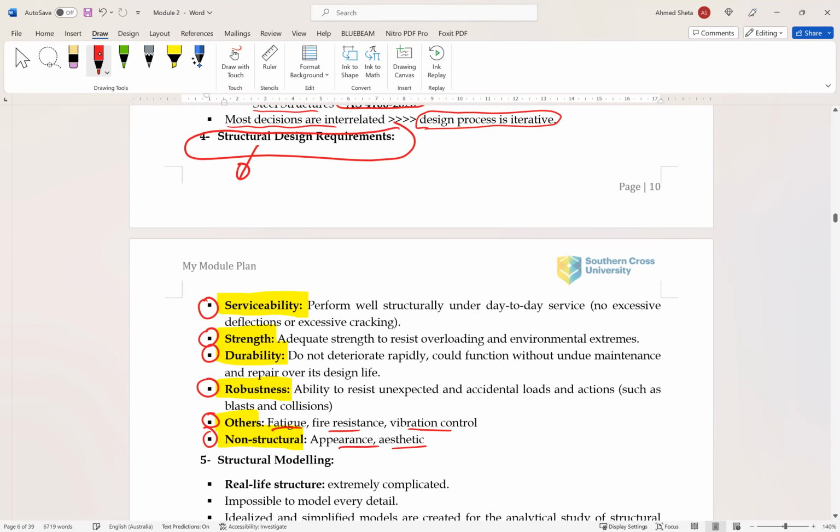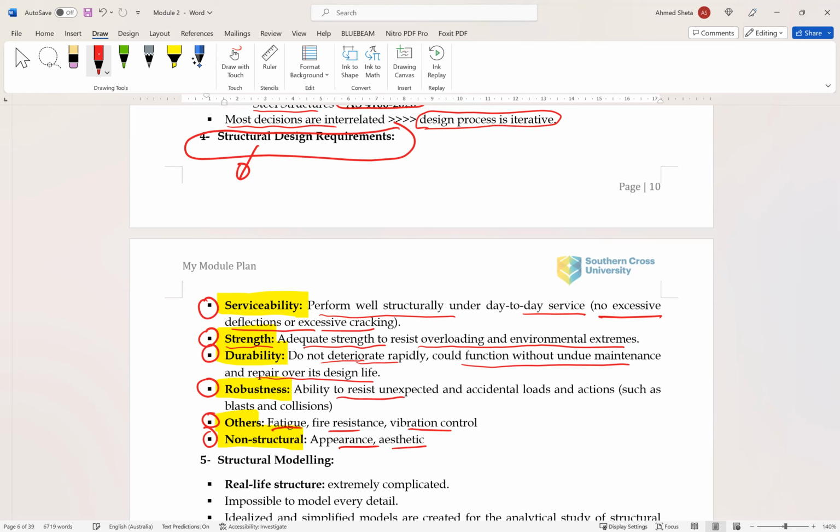In serviceability, you need to make sure that the structure will perform well under day-to-day service loads without any excessive deflection or cracking. It also needs adequate strength to resist overloading and environmental extremes, and also durability. So the structure doesn't deteriorate rapidly and can function without any undue maintenance and repair over its design life.